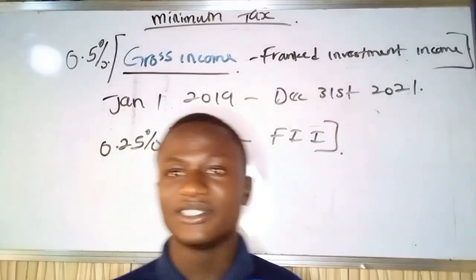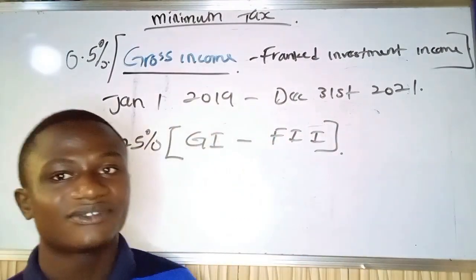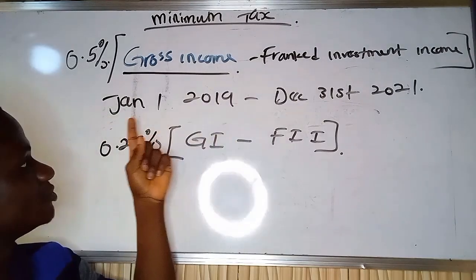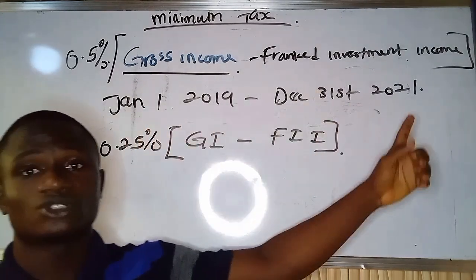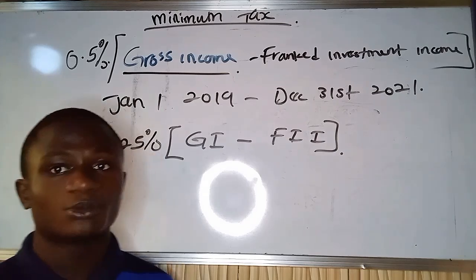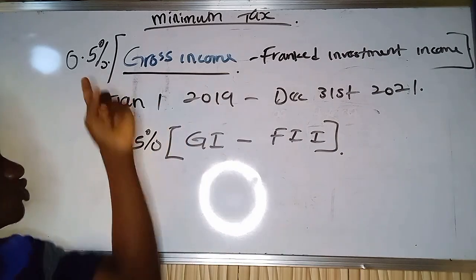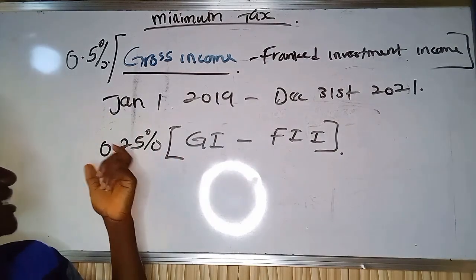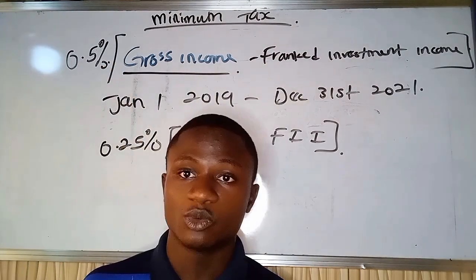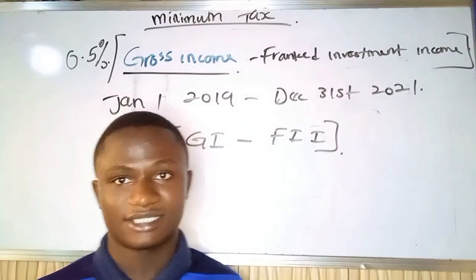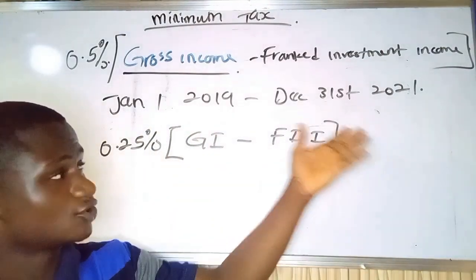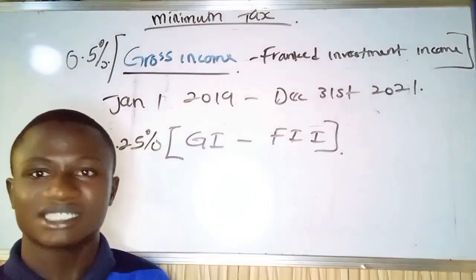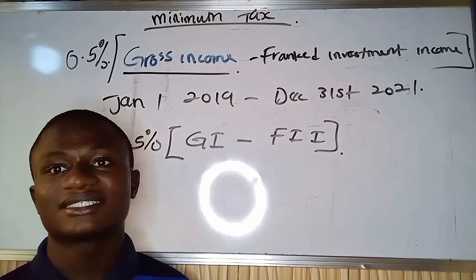That is the only difference. If you have a question that is between January 1, 2019 and December 31st, 2021, you are not going to use 0.5% anymore, but 0.25%, which is half of 0.5%. I don't know the reason why they decided to do it this way, but for reasons best known to them, we just have to stick by what the Finance Act has stated.